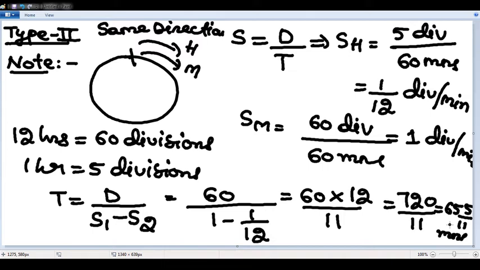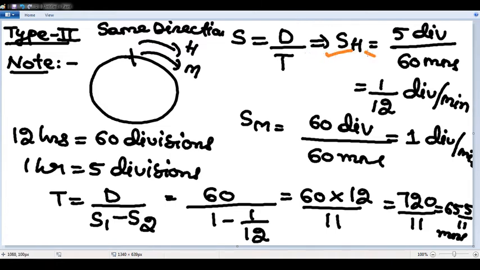Now, 720 by 11 is 65 5 by 11 minutes. Please take a picture of this slide, sir. It's a very important thing, right? Again, I'm repeating, there are two hands. Abhi, you might again say, sir, what if minutes hand and seconds hand is there? That also we will discuss.